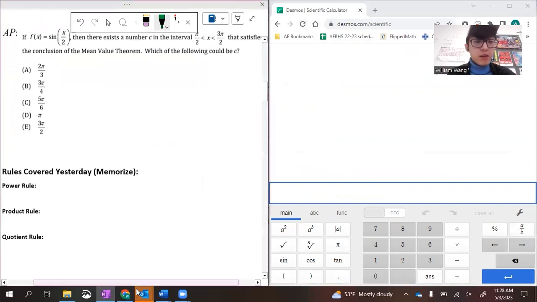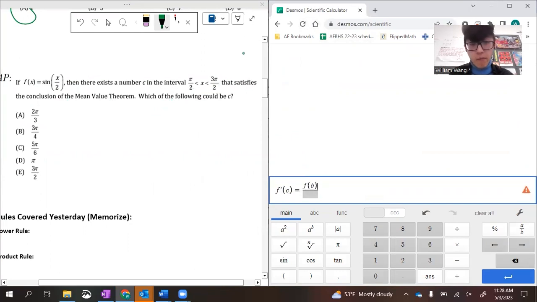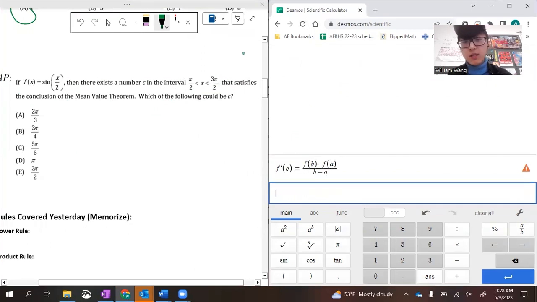Okay, this also names the mean value theorem. So if f of x equals sine of x over 2, and there exists a number c in the interval from pi over 2 to 3 pi over 2 that satisfies the conclusion of the mean value theorem, which of the following could be c? Okay, they name mean value theorem. I am just going to start with my equation again. Because this is multiple choice, I don't need to write out everything logically, I just need to get the answer.